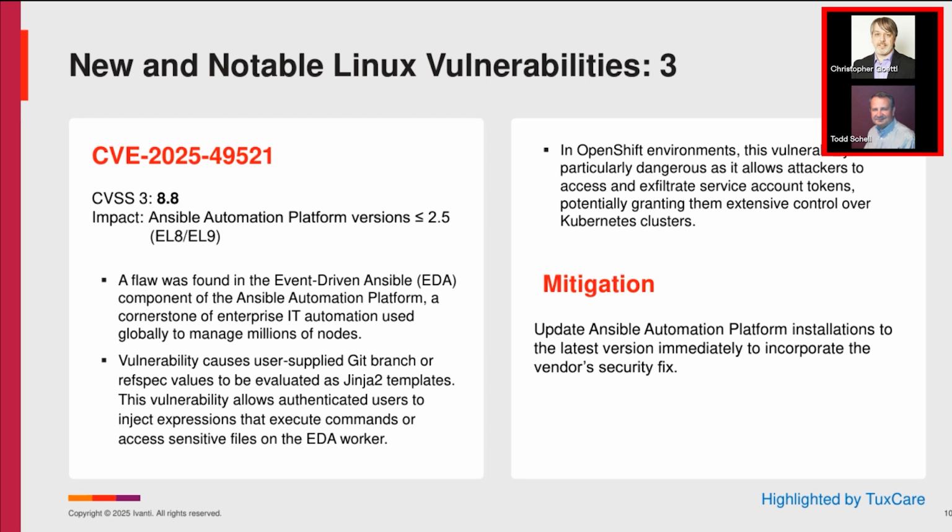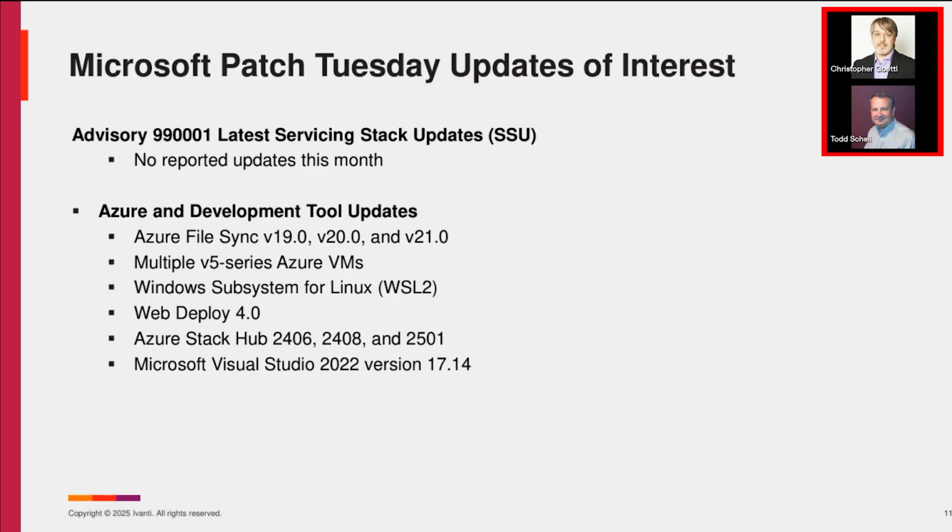Updating your Ansible Automation Platform installations to the latest version will resolve this. So anybody running Ansible Automation Platform, you should check out the latest vendor security fixes and get that one updated. There are no disclosures or detection of any exploits of these three. They're just the three highest-risk recent CVEs in the Linux world that you want to take a look at.